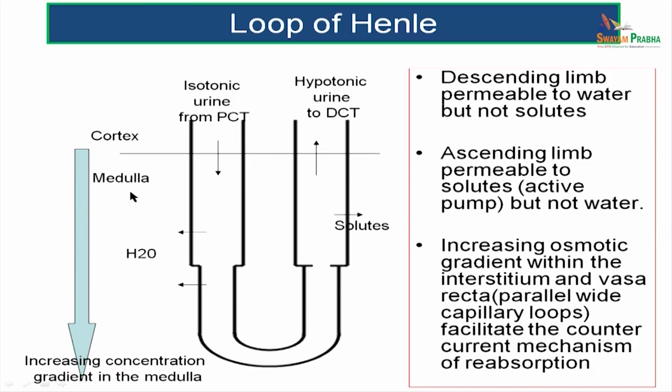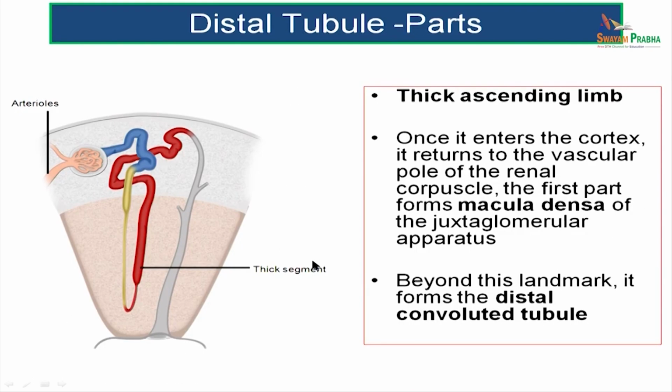So, you can note that there is an increasing osmotic gradient within the renal interstitium and vasa recta. Vasa recta are nothing but parallel wide capillary loops which lie parallel to the loop of Henle. So, this increasing osmotic gradient is going to facilitate the counter current mechanism of reabsorption. I have told you what are the substances which are reabsorbed in the descending and ascending limb of loop of Henle.